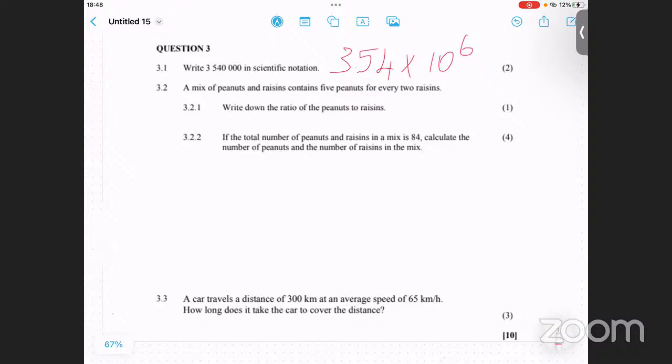And let's look at number 2. 3.2 says a mix of peanuts and raisins contains 5 peanuts for every 2 raisins. They say write down the ratio of the peanuts to raisins. Peanuts to raisins, not raisins to peanuts. How are we going to write this as a ratio of peanuts to raisins?